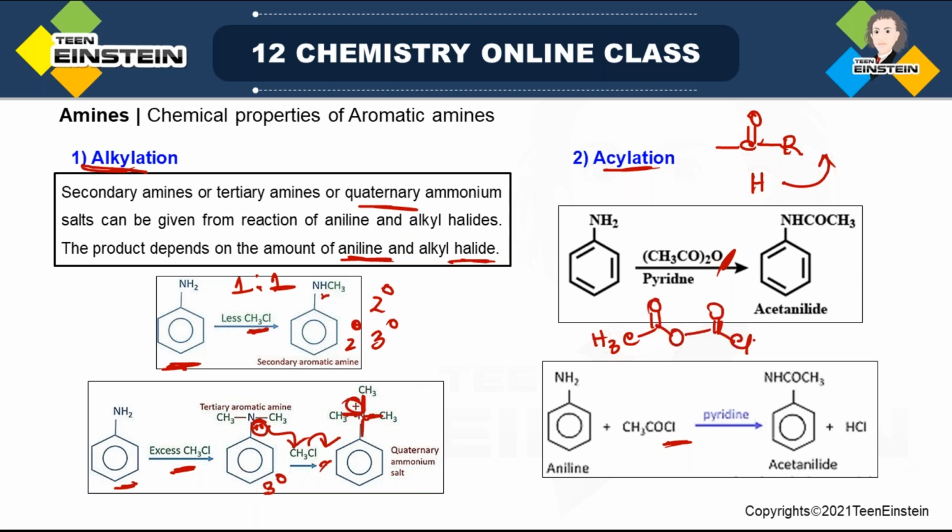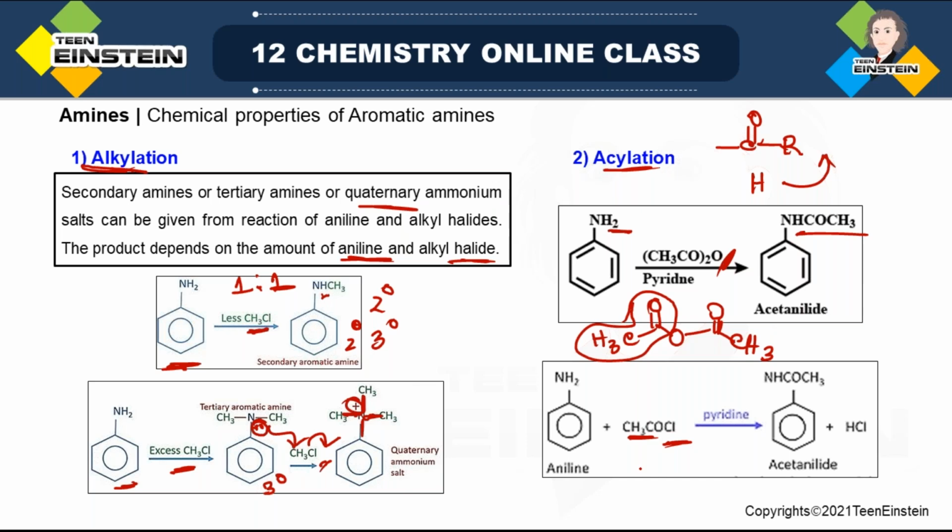COCH3 2 times, and in the middle there is oxygen. So this is the source of the COCH3 group. This group will be replacing this H, and you will be getting NHCOCH3, and this reaction is acylation. In the previous case, H is replaced by an alkyl group, but now it is replaced by a COR group. That is the difference.